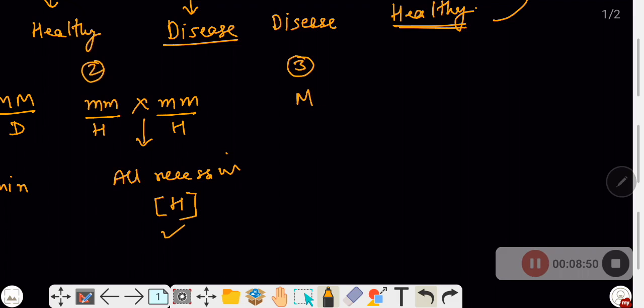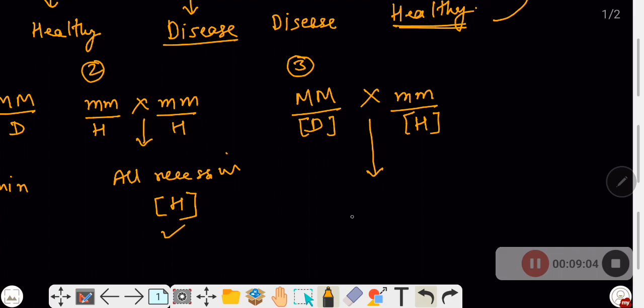Here it is a capital M crossed with the small m. So this kind of cross is similar to the monohybrid cross that Mendel did. And we know in the monohybrid cross all the progeny show the dominant phenotype because it follows the law of dominance. So all will be dominant, so they all will be diseased. So if one parent is diseased and another parent is healthy, all their progeny will be diseased. So this is the third case of the cross.